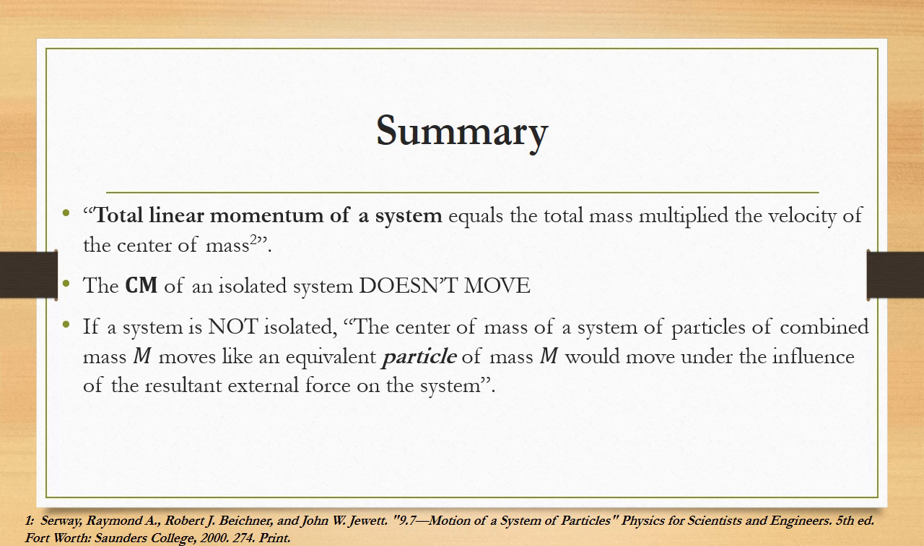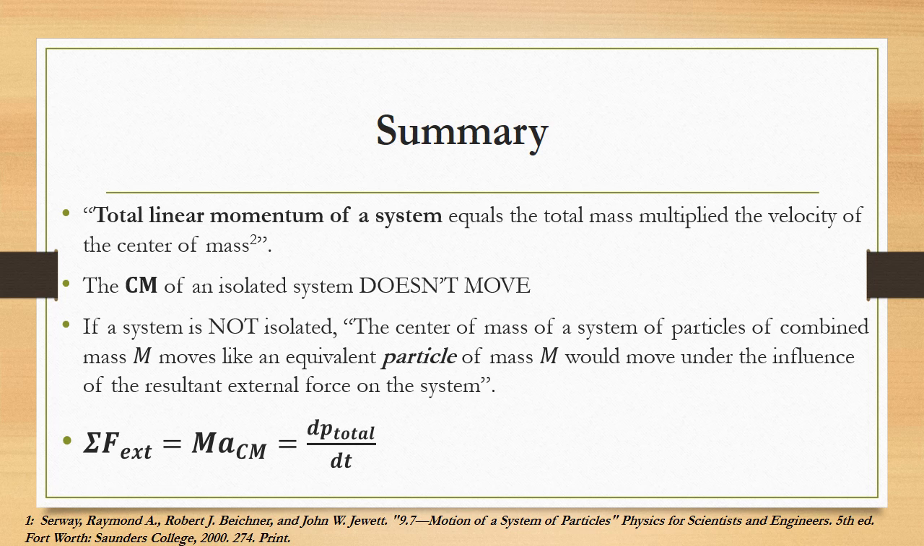And I like this from the book. I took this from page 274. If the system is not isolated, then the center of mass moves like it were a particle of mass big M, which would be the sum of each particle's mass, under the influence of the resultant external force on the system. In other words, it's valid to pretend like these two skaters are a single object of mass 150 kilograms located at the position 0.33 meters and don't move. Even though each individual skater moves, their center of mass doesn't because momentum is conserved.